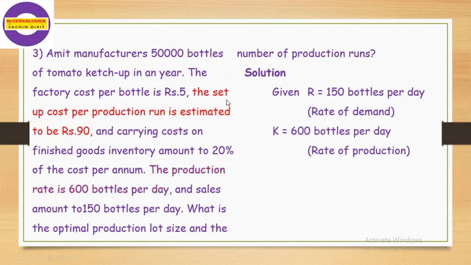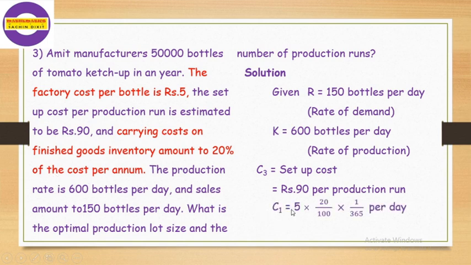Then point out the statement that the setup cost per production run is estimated to be rupees 90. That means the value of C3, that is the setup cost, is rupees 90 per production run. Now we have to know the value of C1. For that, the factory cost per bottle is rupees 5 and the carrying cost on the finished goods inventory amounts to 20% of the cost per annum. So the value of C1 is given by the cost of a bottle, 5, times 20 by 100, and this value is per annum.